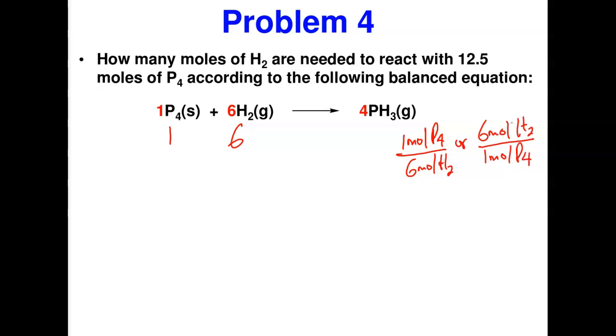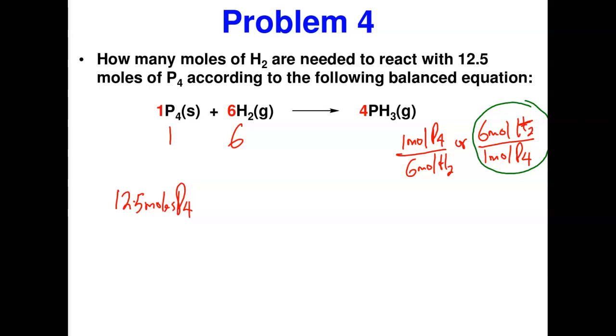Now, which one am I going to use depends on what I'm looking for. What am I looking for? How many moles of hydrogen? I'm going to use the one that has hydrogen on top, which is this one. Now, I'll start with what I was given. So I was given 12.5 moles of P4.